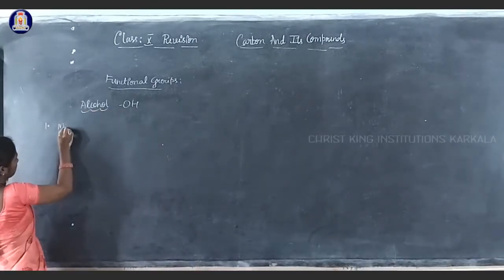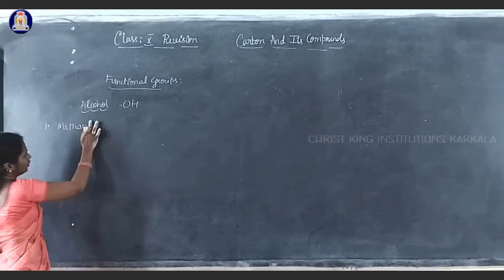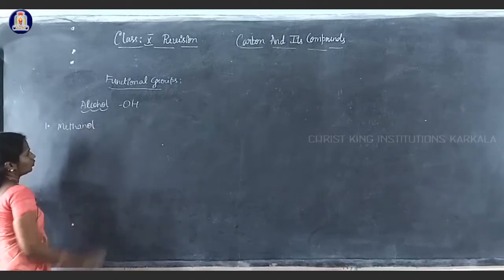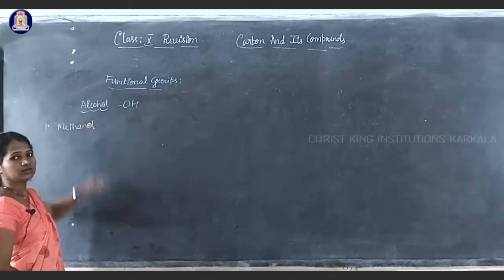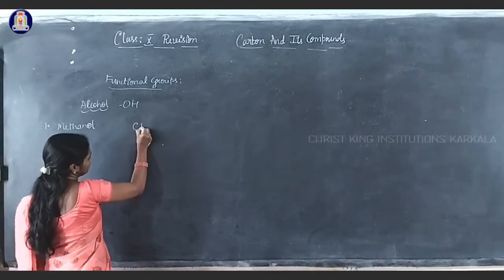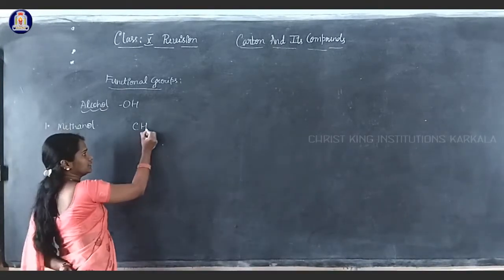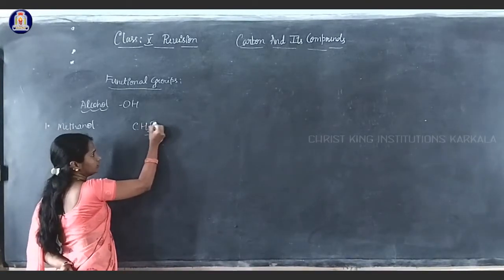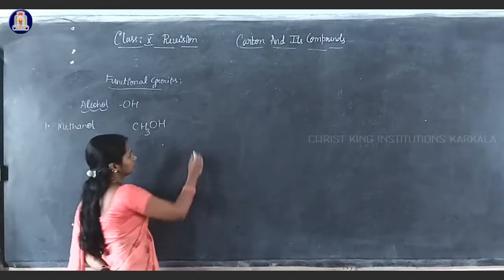is methanol. From methane, you have to remove the letter E and add the suffix OL. Methanol is the first member of alcohol. The formula of methanol: methane is CH4. From the 4 hydrogens you have to remove one, that is CH3OH. This is the molecular formula.